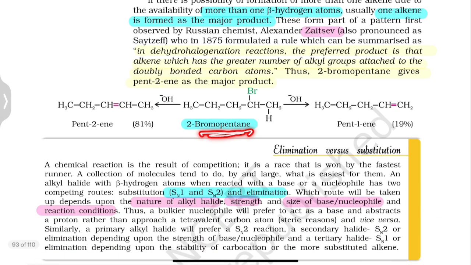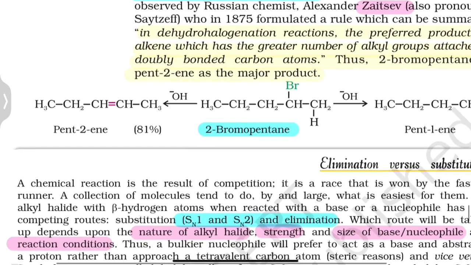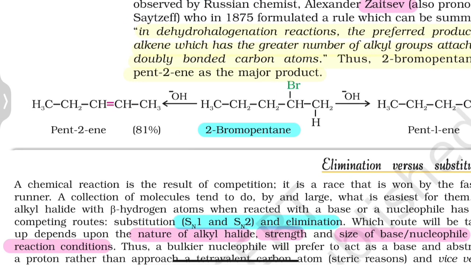2-bromopentane. At the second carbon you can see the bromine atom is present. Here we said that from the beta carbon, hydrogen you have to remove. So this is the alpha carbon. Halogen will be attached to the alpha carbon. So this will be a beta carbon, and this will also be a beta carbon. There are two beta carbon atoms.